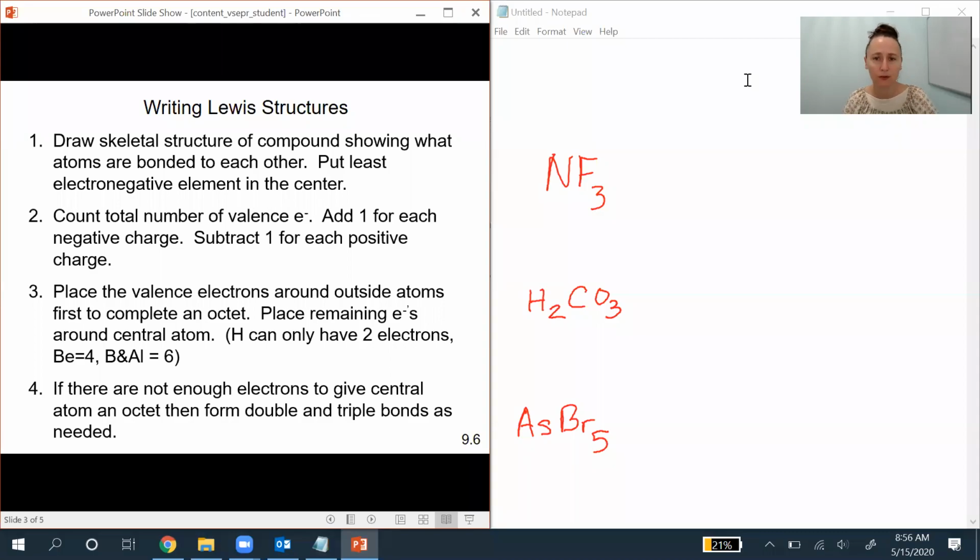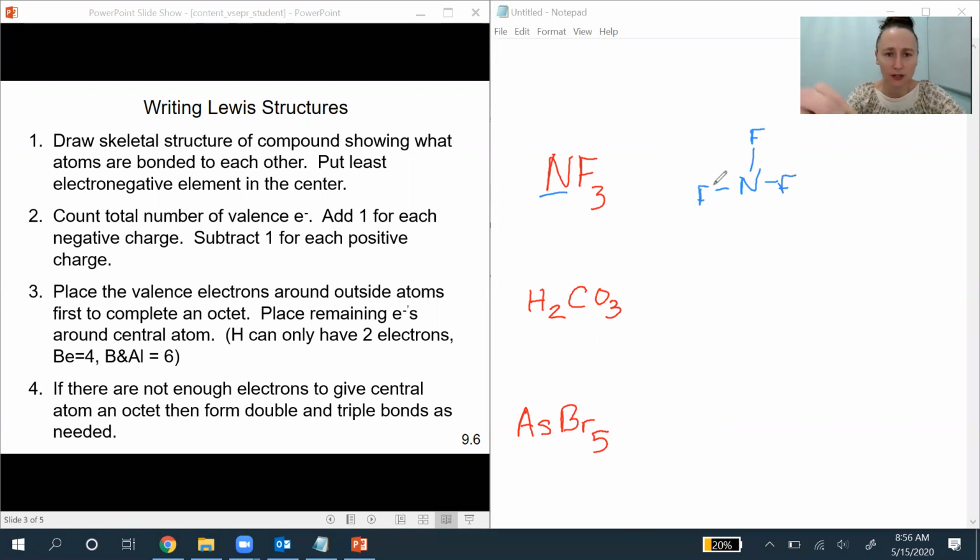All right, let's work a few more examples. Our next example is nitrogen trifluoride. We know that fluorine is the most electronegative element, so nitrogen must be the least electronegative. It goes in the middle, and then we're going to connect the fluorines to get our skeletal structure.